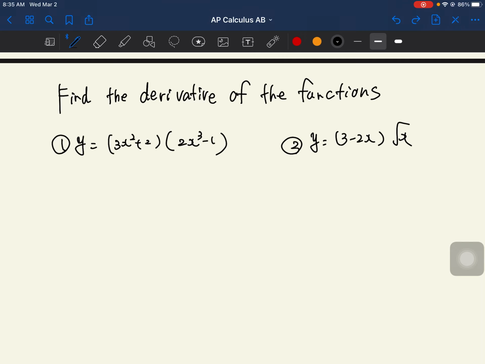Today I'm here to explain about this question. Find the derivatives of the functions. So let's start with number one.